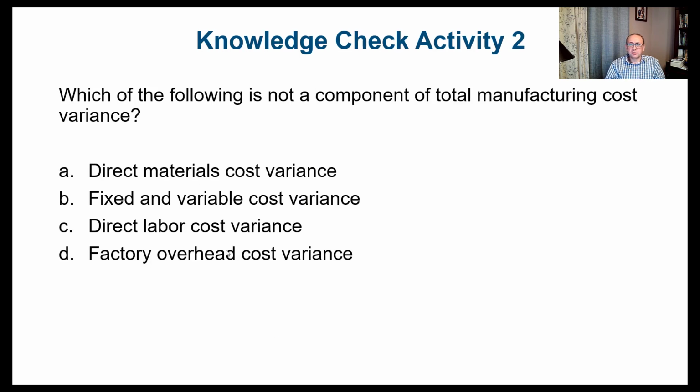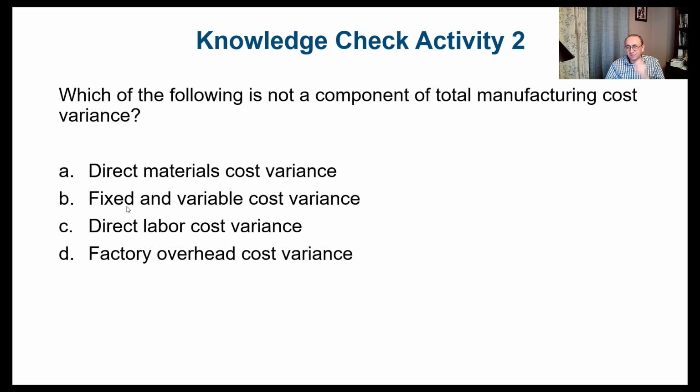So let's see this last knowledge check here before we take a break and get to the next video. It says here, which of the following is not a component of total manufacturing cost variance? Is it the direct material cost variance? Is it the fixed and variable cost variance? Is it the direct labor cost variance? Or is it the factory overhead cost variance? Again, remember, which one is not a component of the total manufacturing cost?